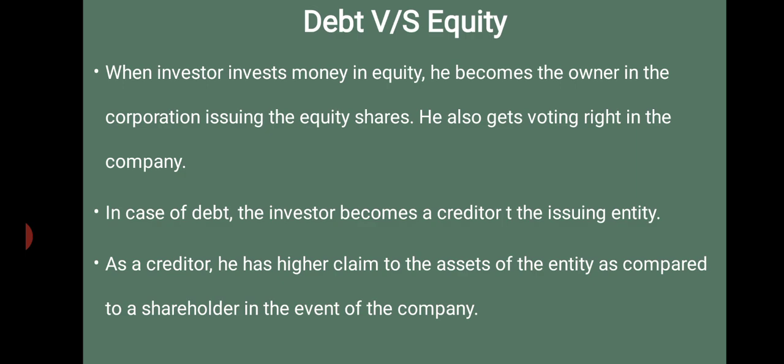In the case of debt, the investor becomes the creditor of the issuing company or corporation. Investor will be the creditor. As a creditor, he has the higher claim to the assets of the entity as compared to the shareholder in the event of liquidation of the company. Clear? There is no voting right. There is no question of voting right. There is no profit share. Nothing. Only the creditor. Clear? So this is the basic difference between debt and equity.